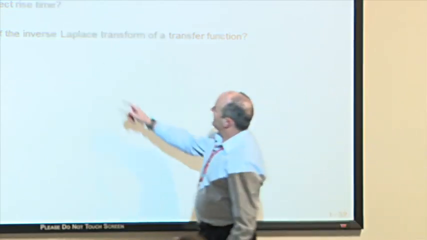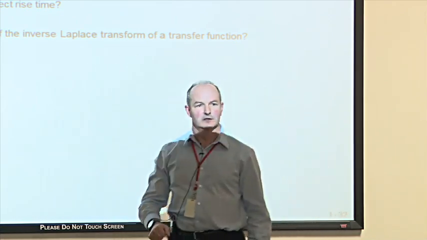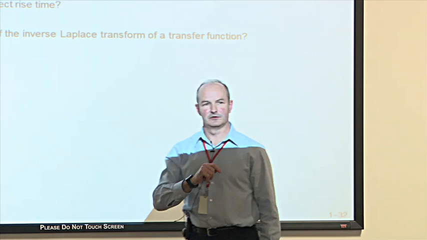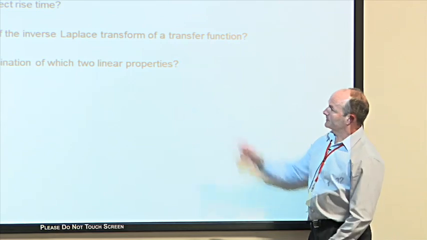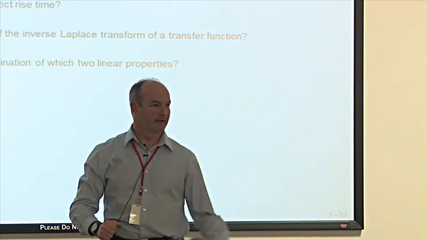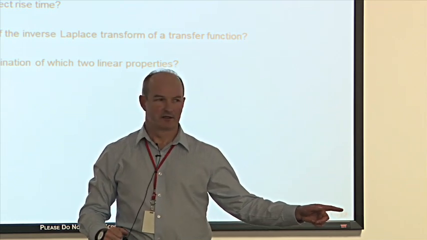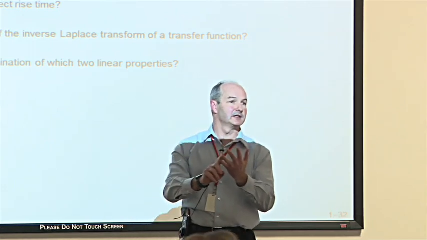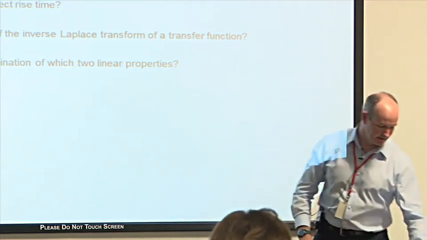What is the significance of the inverse Laplace transform of a transfer function? What does that mean? Impulse response. You take a Laplace transform of an impulse response, you get the transfer function. Superposition is the combination of which 2 linear properties? Additivity is one. Well done, Peggy. Anybody want to give me another one? No. It's called the homogeneous property. Homogeneity and additivity combine to give you the principle called superposition, which is used in many cases to define linearity.